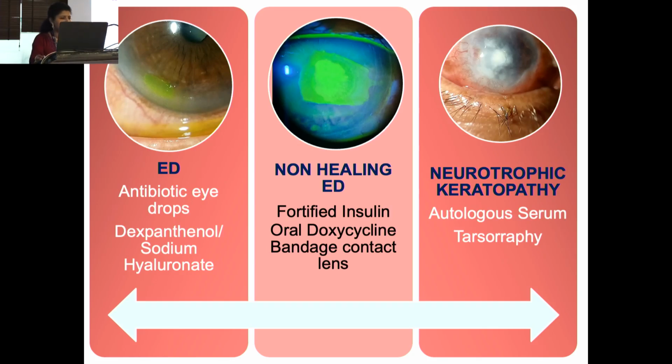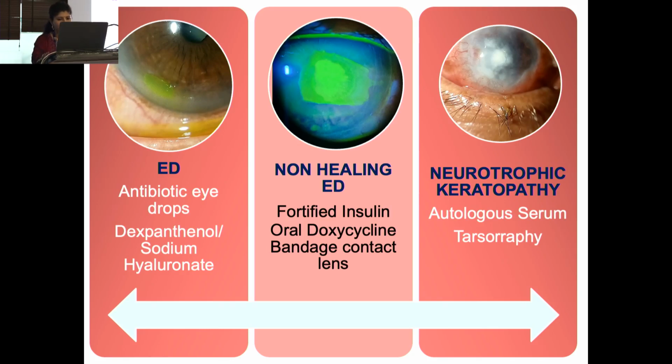Coming to epithelial defect, in case of a small ED, plain antibiotic drops will suffice, like chloramphenicol or polymyxin, along with lubricants. In a non-healing ED, or if the ED is taking more time to heal, you can add fortified insulin 4 times a day. Oral doxycycline also will help. And if you are sure there is no infiltration, you can give a bandage contact lens. In case of neurotrophic keratopathy, most of the time the patient comes with a known neurological diagnosis.